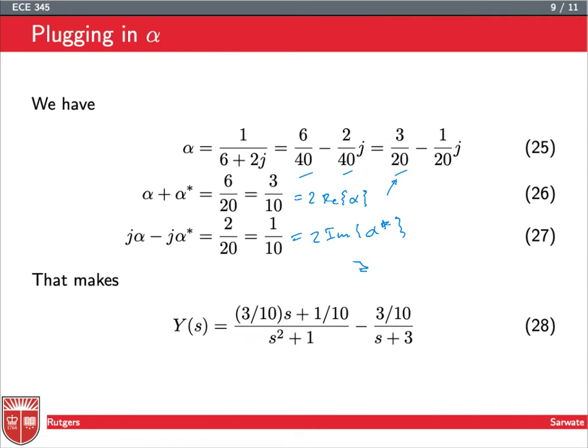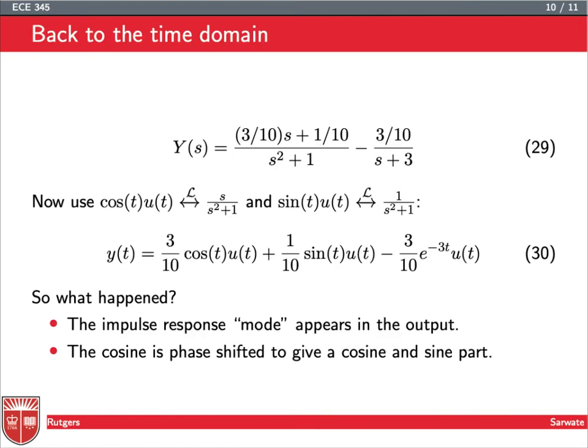So this first term is going to give us a cosine. The second term is going to give us a sine. And then we have an s plus 3. This is going to give us e to the minus 3t. So let's see what that looks like in the end. So in the end, we have Y of s. This is our Y of s term again. Remember, our ROC is the real part of s greater than 0.